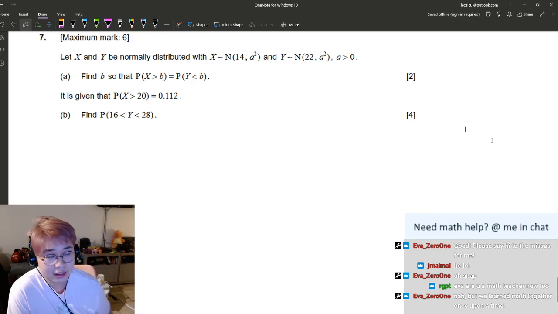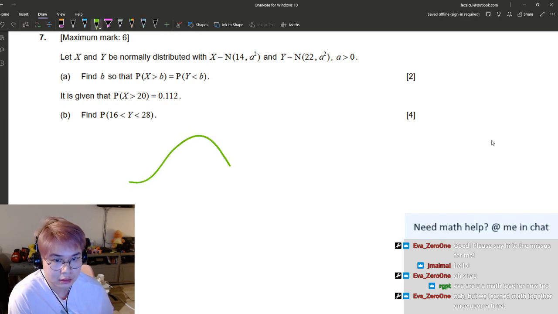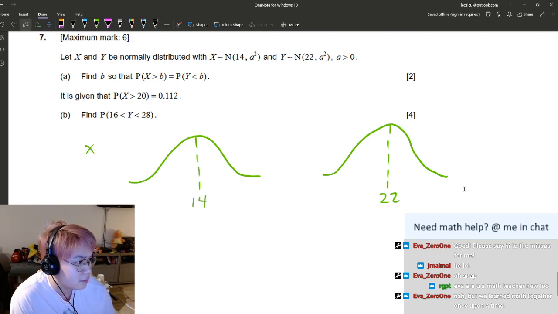Okay, let's see this. We have two normal distributions in terms of x and y. So x is a normal distribution that has a mean of 14 and a standard deviation of a. So this is x. And then y has a mean of 22 and it has the same standard deviation. So because they have the same standard deviation, they are exactly the same shape. Just one is at 14 and one is at 22.